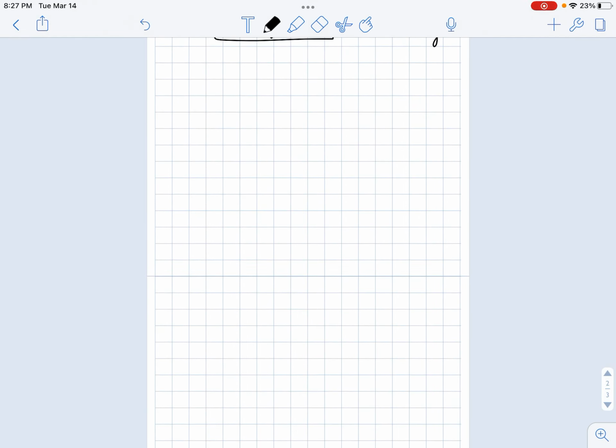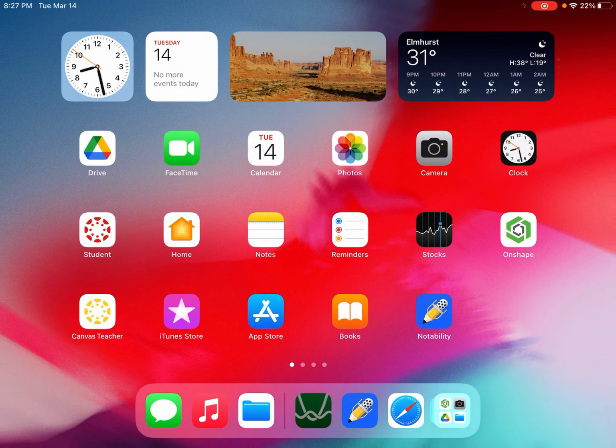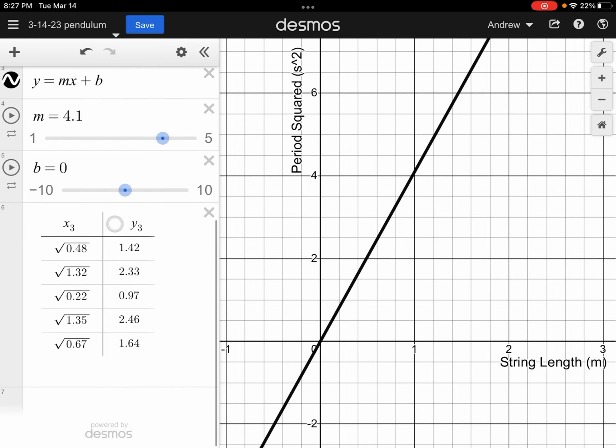The other thing we did in class was, instead of t squared versus L, there were two ways to linearize the data. You can do t squared versus L, or you could do t versus the square root of L. And that also would give you linear data, just a different slope. Okay, so I'll show you those data values. So we graph those down here. On the x-axis, we graph the square root of L, and on the y-axis, we just have T.